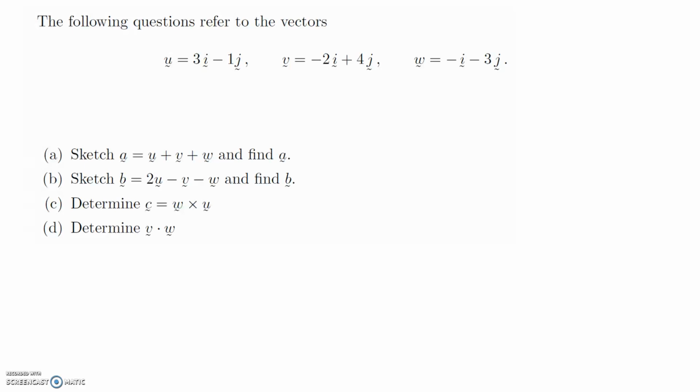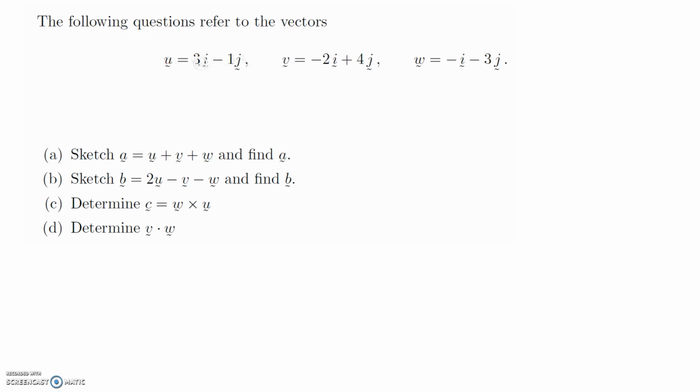So the following questions refer to the vectors u and v and w. And the first thing we need to do is sketch a vector A, which is the addition of u, v and w, and then actually solve for what A is. So before we get to that, let's just sketch each of these vectors individually.